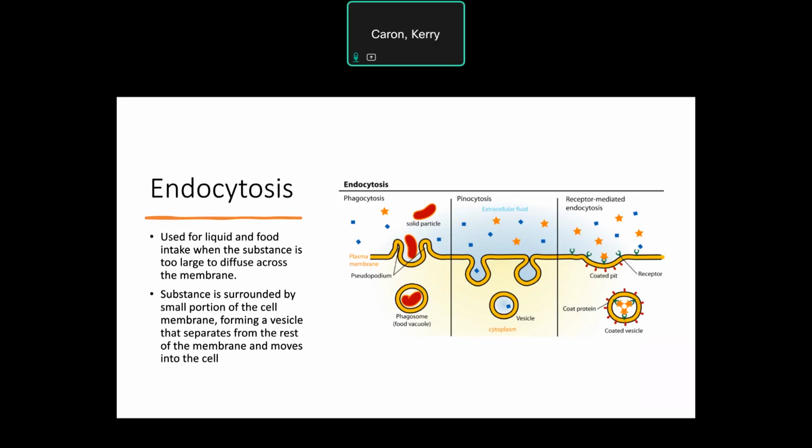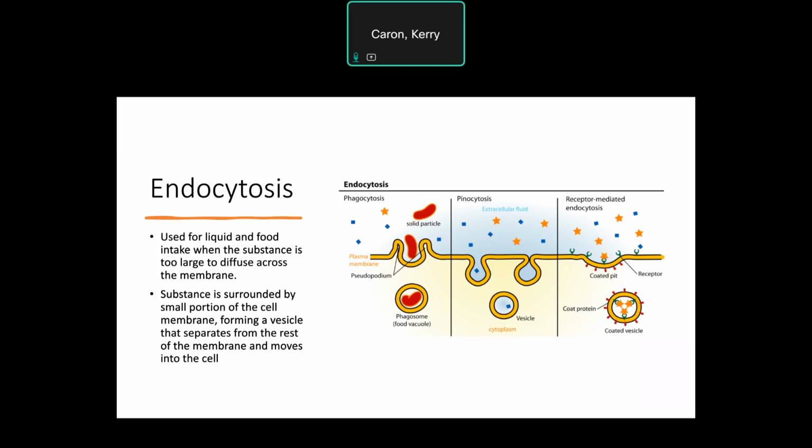Here's another picture. Phagocytosis means eating or swallowing, and that's a form of endocytosis. So a solid particle comes across in this first picture, and the cell membrane kind of engulfs it and eats it.